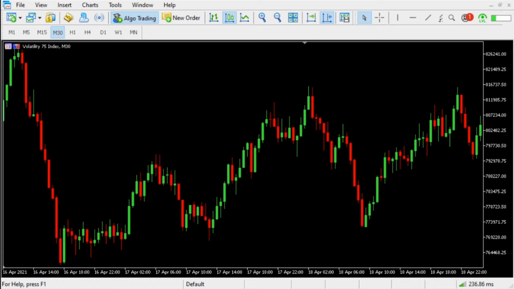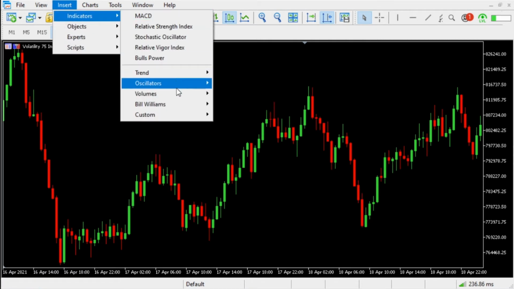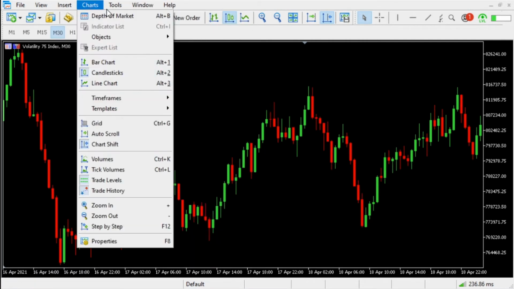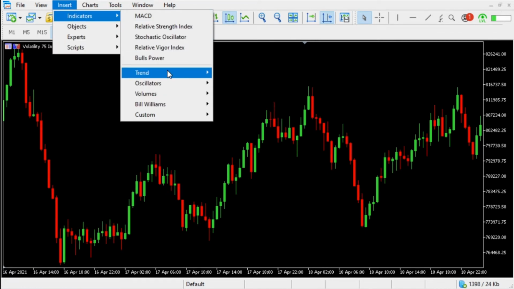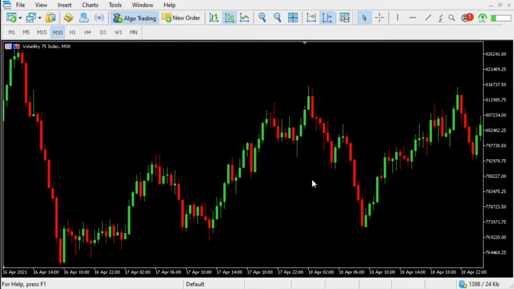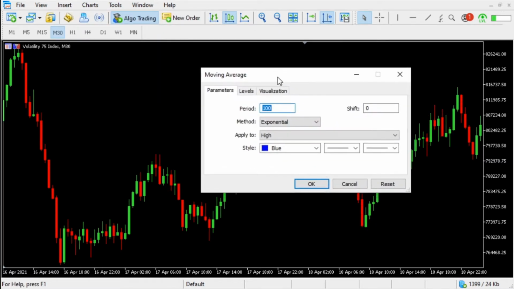Secondly, the indicators to be used. Number one would be a moving average of period 100, exponential, high. So let's quickly insert that indicator. Indicator, trend, moving average, exponential, period 100, method exponential, apply to high, and I choose the color blue.